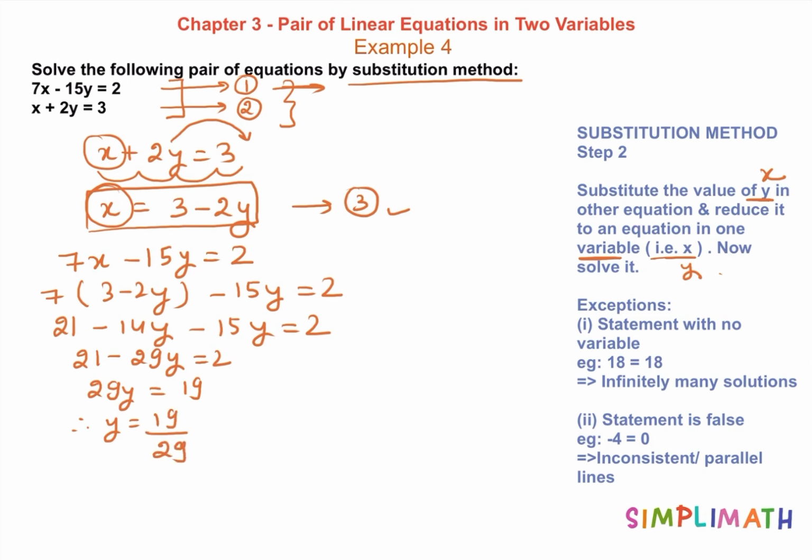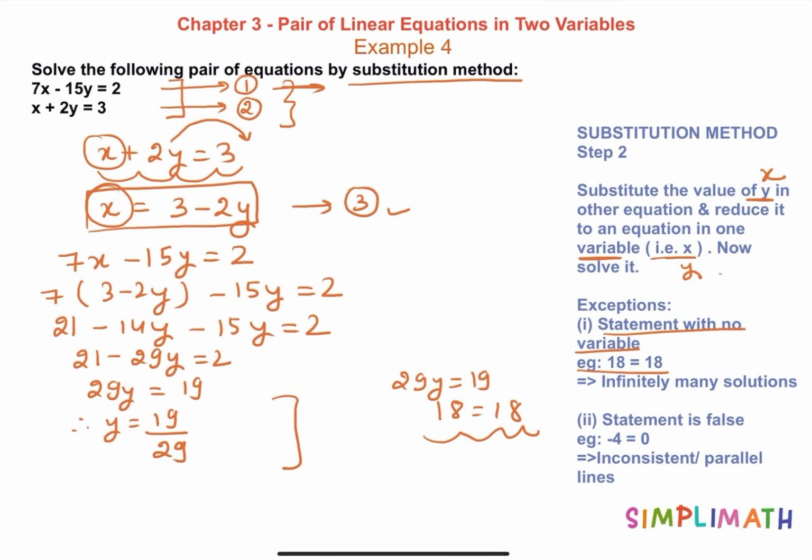Now we can come across some exceptions at this stage. The first exception can be that the statement can have no variable at all. For example, here we are having 29y equals to 19, but what if we get 18 equals to 18? If we get such an equation, that is there is no variable either on the LHS or on the RHS, in that case, the pair of linear equations have infinitely many solutions.